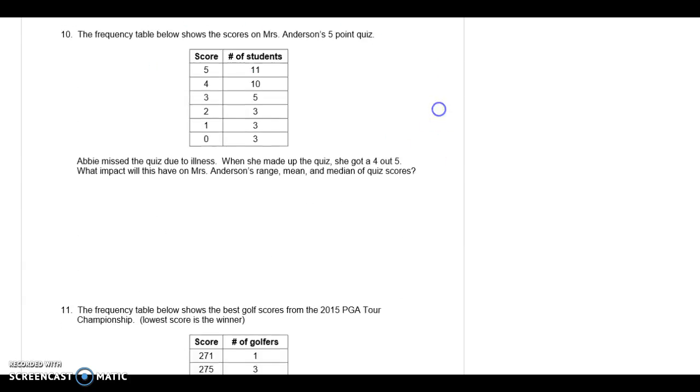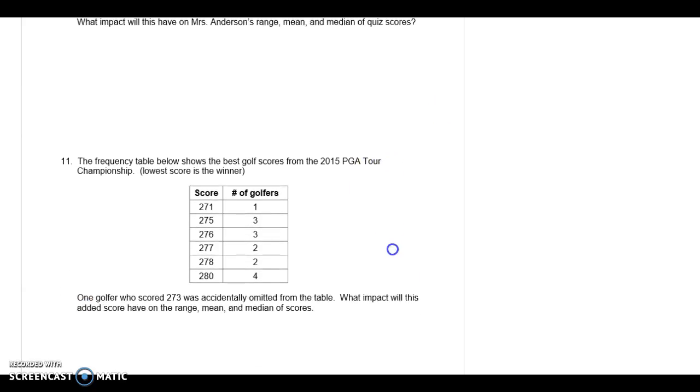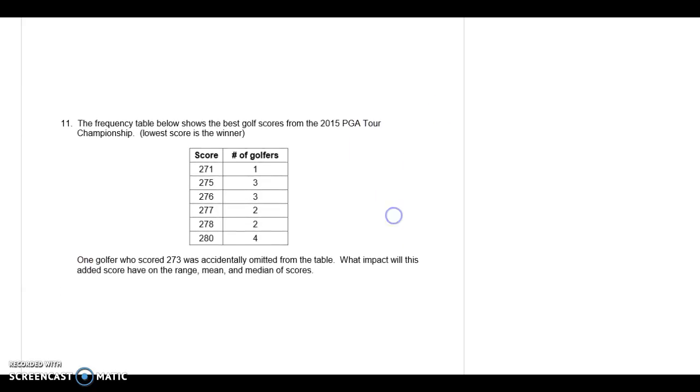So as a quick example here, we have the scores of the 2015 PGA Tour Championship. What we're looking at here is we have all this data. We have 15 golfers that are included. One golfer, we forgot to include his score, 273. We'll add that in a little bit later. We want to know what impact this will have on the range, the mean, and the median of the scores.